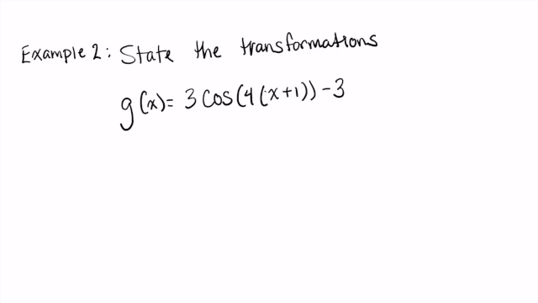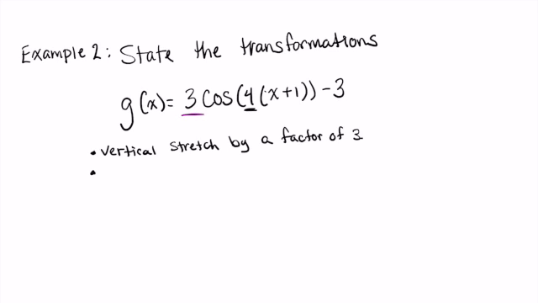All right, but let's spice it up a little bit with a function that has transformations in all of them. Again, I'm going to start right here with A. A is positive. It's greater than 1. So I have a vertical stretch by a factor of 3. That's easy.